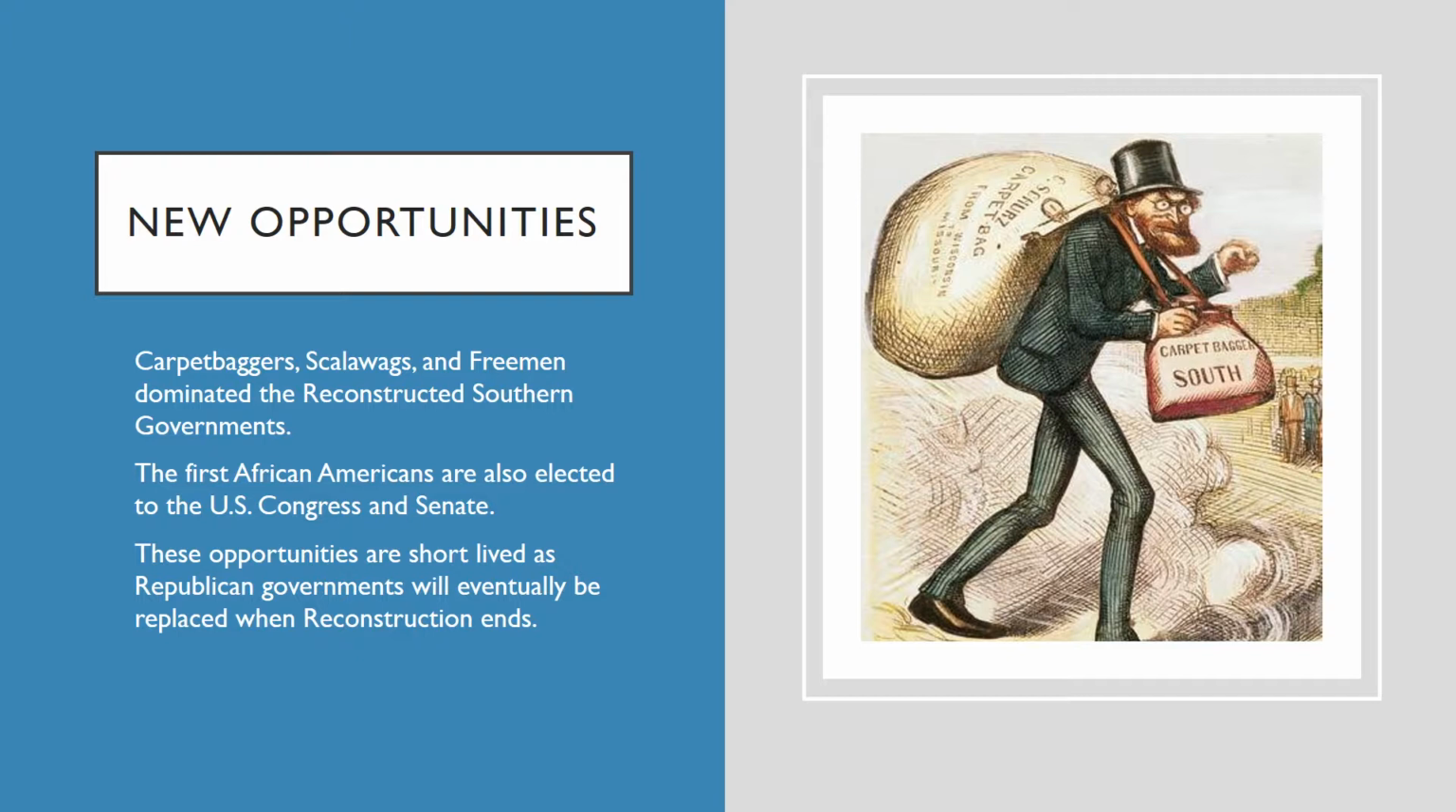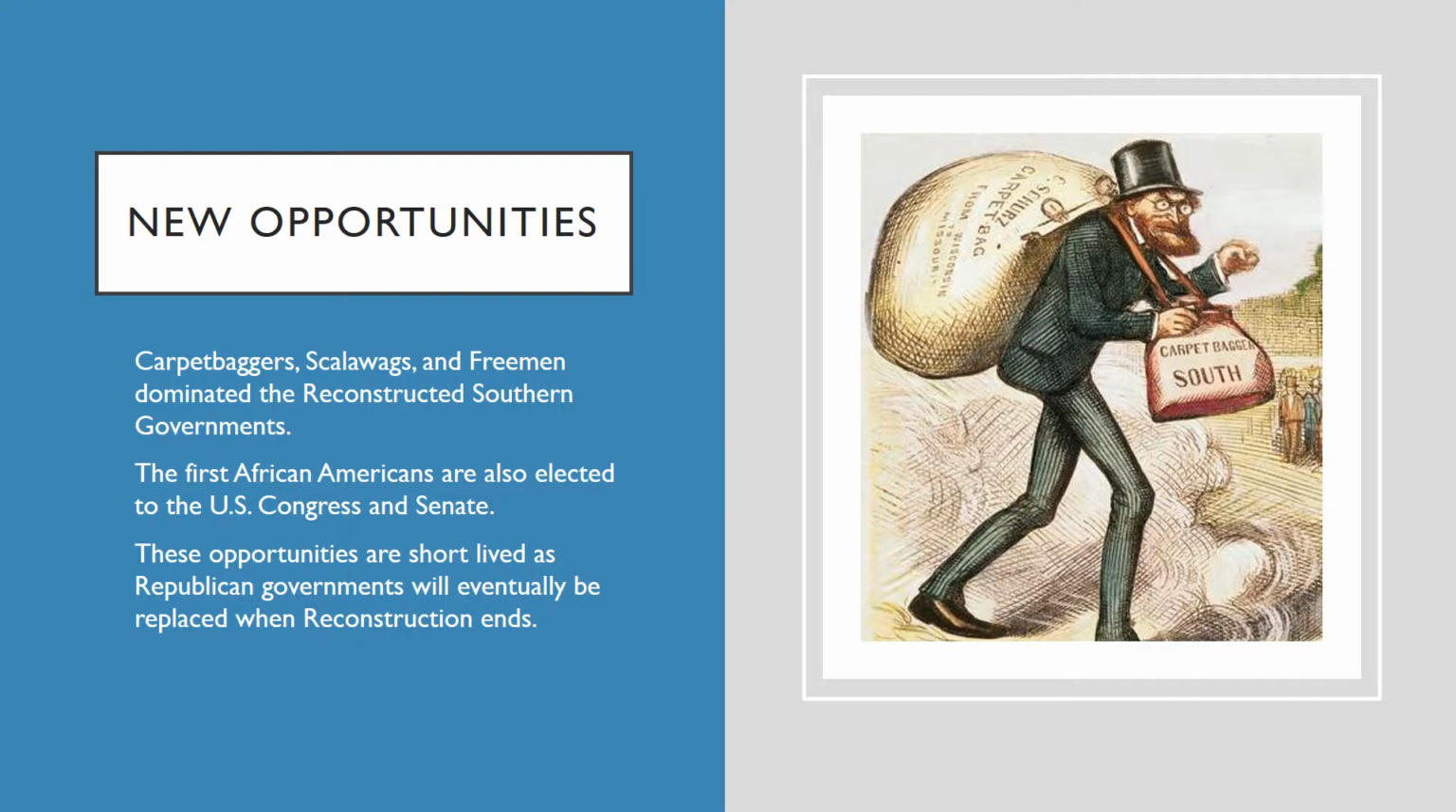Scalawags were viewed even worse than carpetbaggers because they were Southerners, white Southerners, who actually became Republicans and worked with these new governments. And they may have done it out of the goodness of their heart because they really believed in these new governments. Or for some scalawags, they did it simply because it was the politically opportune thing to do. It was a way for them to gain power, in an era where they wouldn't normally have gotten power.